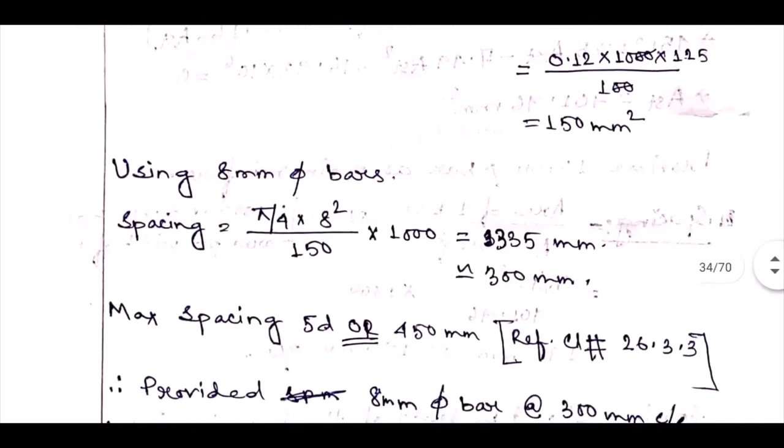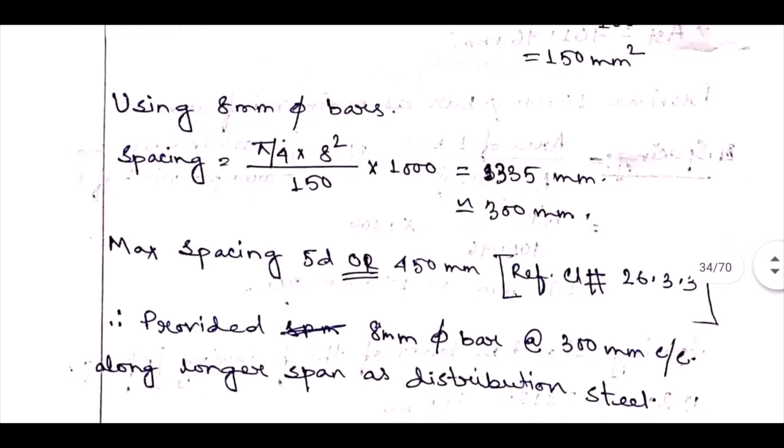Now the maximum spacing is 5d or 450 mm as per clause number 26.3.3. So the maximum value is this. Our calculated value is 300 mm. Therefore provide 8 mm dia bars at the rate of 300 mm center to center along the longer span as distribution steel. So the distribution steel part is also complete.